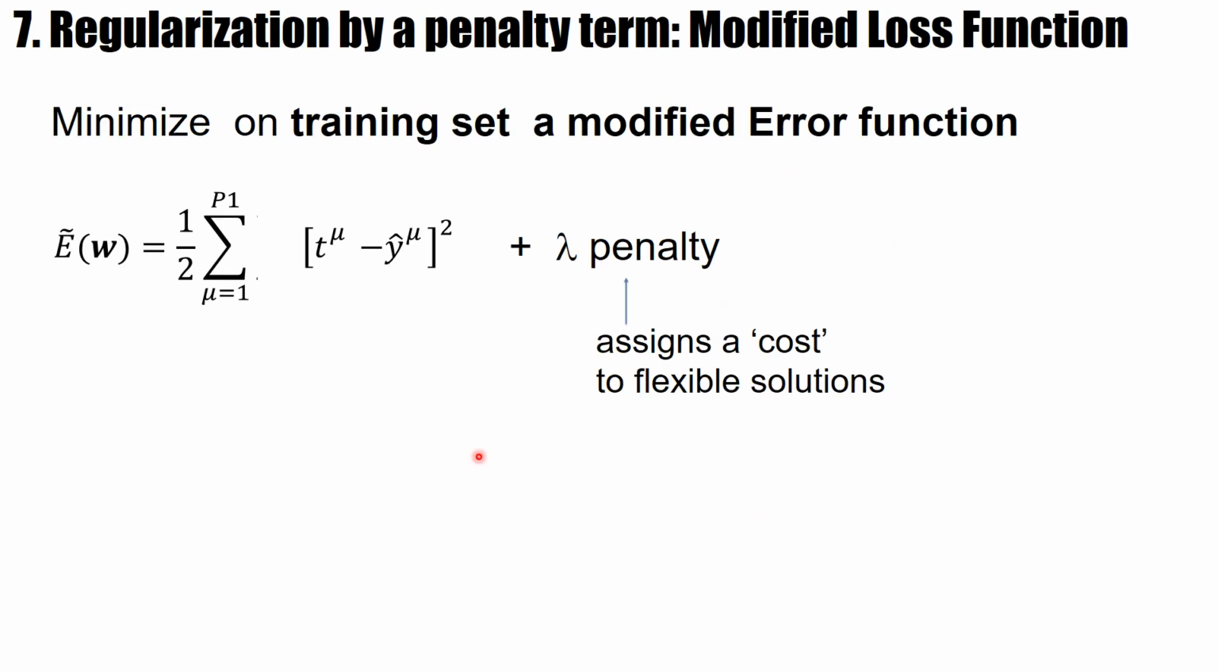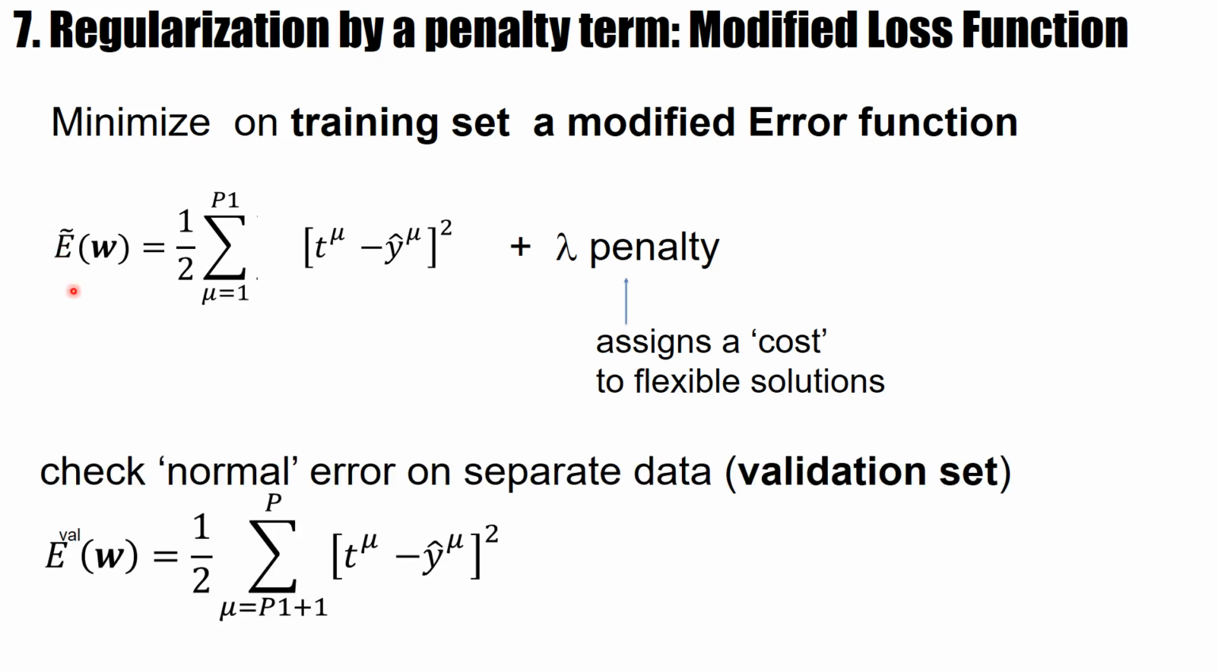And this is how it works. We use on the training set a modified error function. This is our normal part, and this is the extra part, which assigns a cost, a penalty, an error to very, very flexible solutions. So now we train on the training set with this modified loss function. I put a tilde here to indicate a modification. But after convergence, we check the standard error function on our validation set.